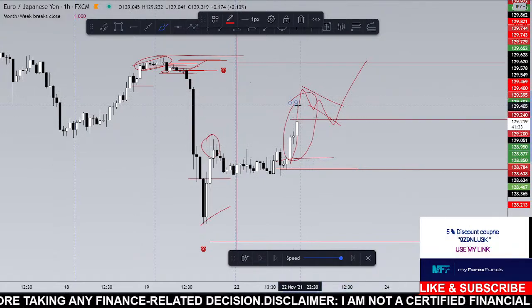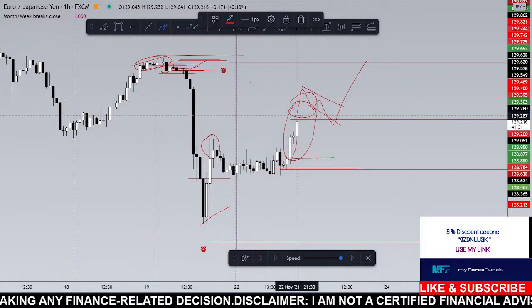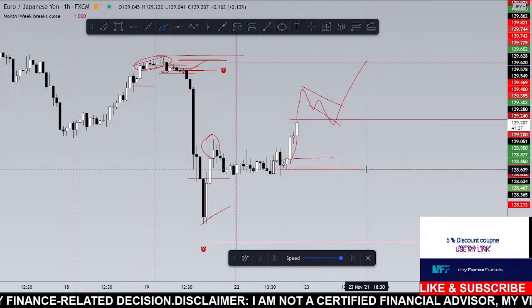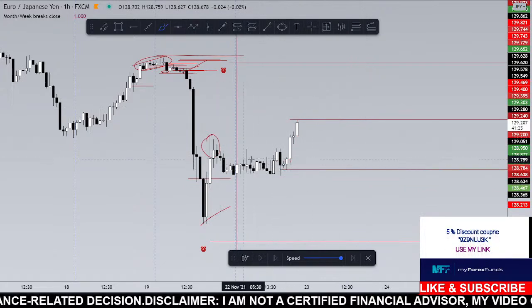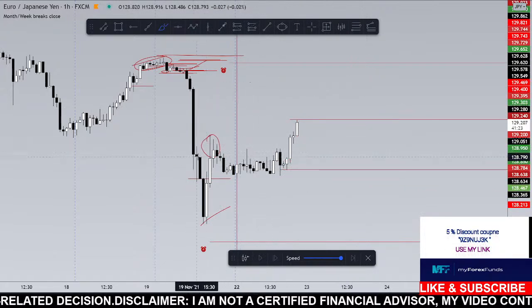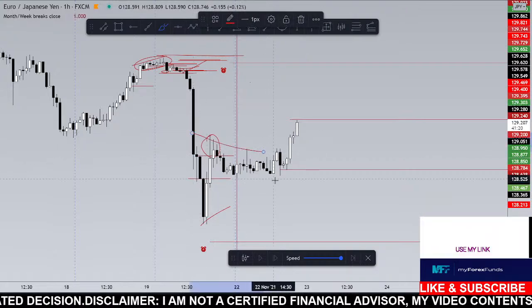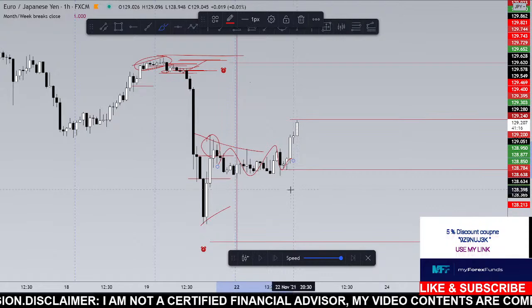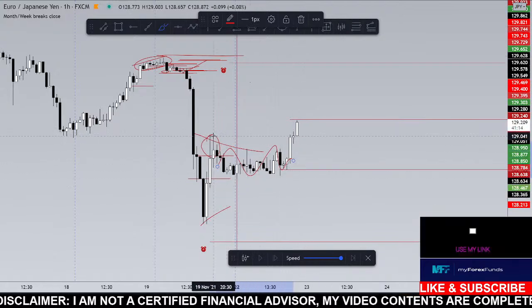But if it would be a wicky one, or just break and give us a black candle, then I would not like to take this entry, because the previous price action is not suggesting a strong market. Range. Break the high, retrace, break the low, retrace. We got some sort of range. Okay, so that is why I don't want to take any entry.